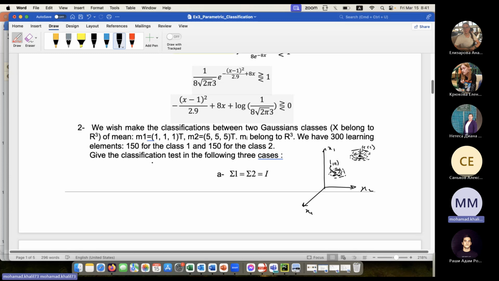Give the classification test in the following three cases. We need the classification test in the case sigma 1 equals sigma 2 equals I. What does I mean? I means 1, 0, 0, because we are in R3, then 0, 1, 0, and 0, 0, 1. This means the variance is 1 and we don't have any covariance. This is I, the matrix I in R3.